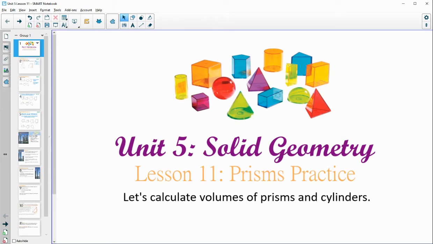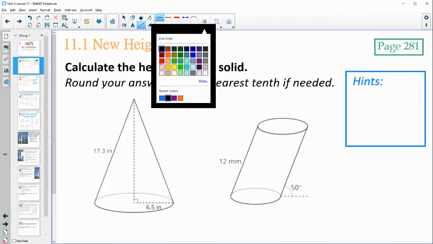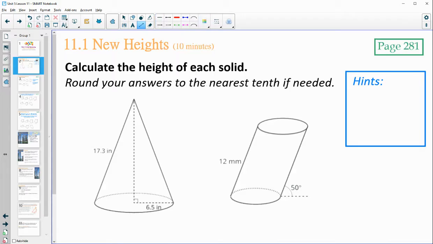In lesson 11, we're going to continue our practice with prisms by calculating volume of prisms and cylinders. So let's take a look at activity 11.1 on page 281. Determine the height of each solid. So just figure out the height of each solid. The height is here, and then here would be the height in this one. So figure those out.